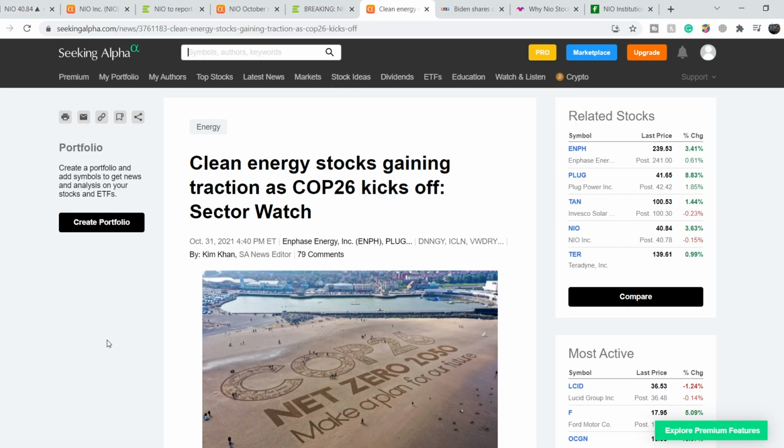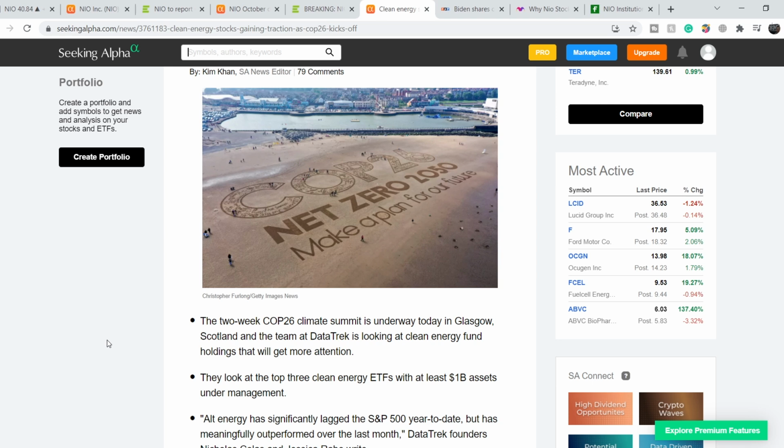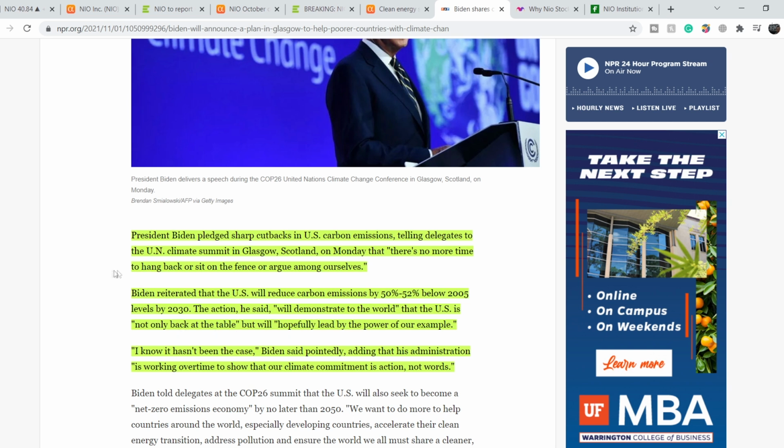Let me show you. For now we have this summit, the COP26 climate summit, which is underway today in Glasgow. And at this summit Mr. Joe Biden gave a speech, and let me quote it. President Biden pledged sharp cutbacks in US carbon emissions, telling delegates to the UN Climate Summit in Glasgow, Scotland on Monday that there is no more time to hang back or sit on the fence or argue among ourselves. Biden reiterated that the US will reduce carbon emissions by 50 to 52% below 2005 levels by 2030. The action, he said, will demonstrate to the world that the US is not only back at the table, but will hopefully lead by the power of our example.